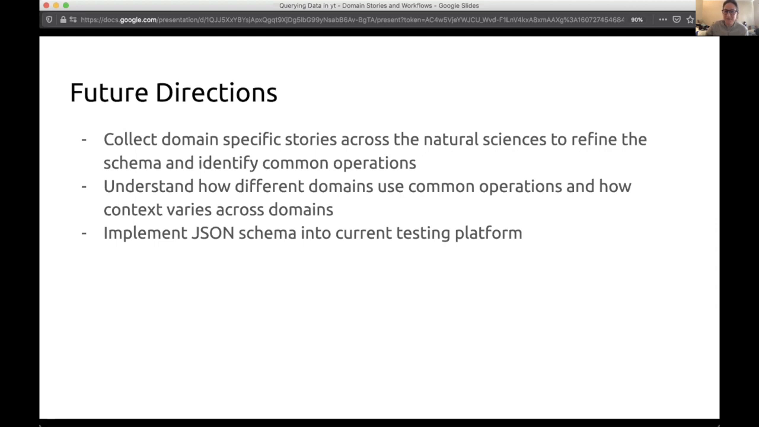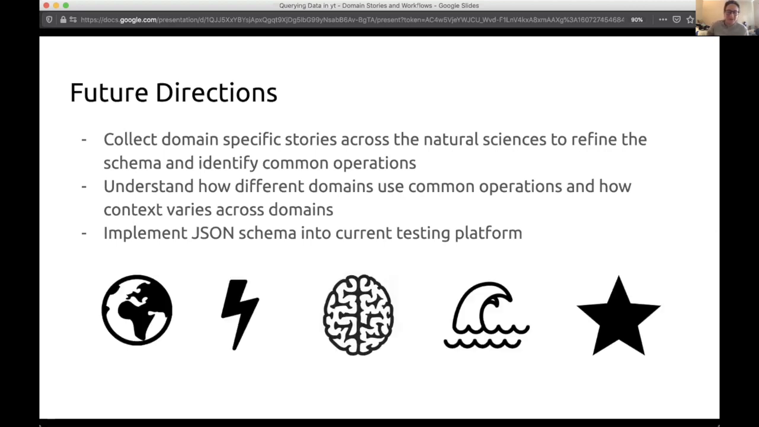So I'd love to get more domain stories. If you're interested in sharing how you use YT, I'd love to talk to you. It's just a simple hour or so where you draw out your process. You can share as much or as little as you want. And ideally, we would start to support domains, you know, geosciences, weather, neuroscience, oceanography, and then continue to support astronomy.